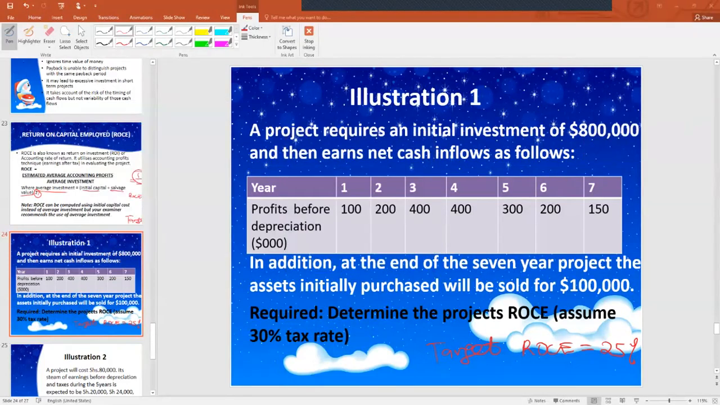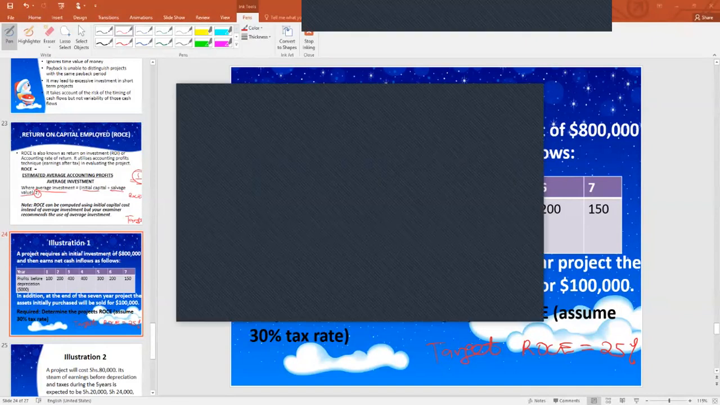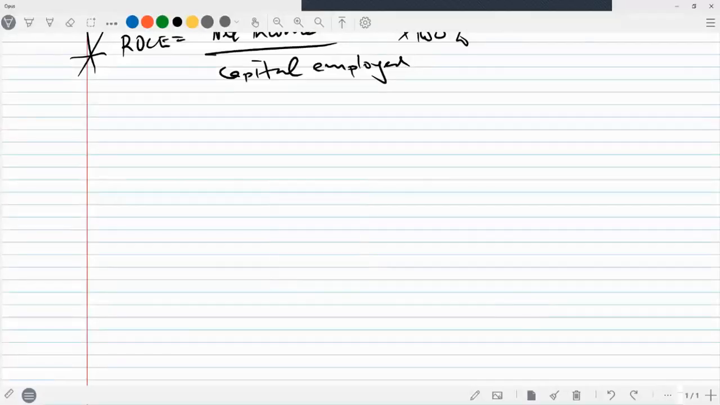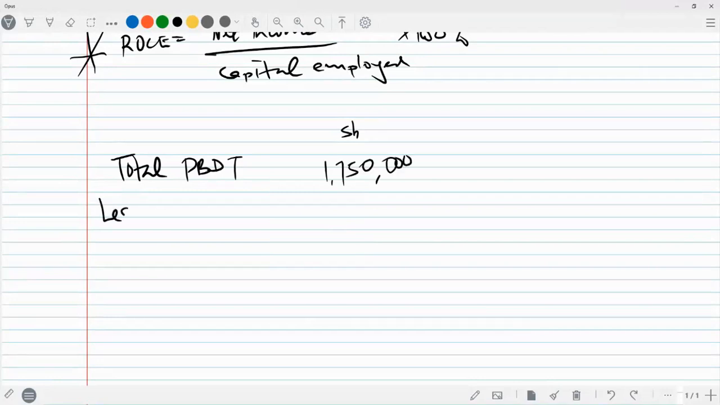So we are told the profit to be earned by the company from year 1 to year 7 is as follows: the profit before depreciation and of course tax. What is the total profit before depreciation from year 1 to year 7? 1,750,000. Okay, fair enough. Let me open my work area. So I can have here total profit before depreciation and tax, and we get 1,750,000. Then you can less depreciation.